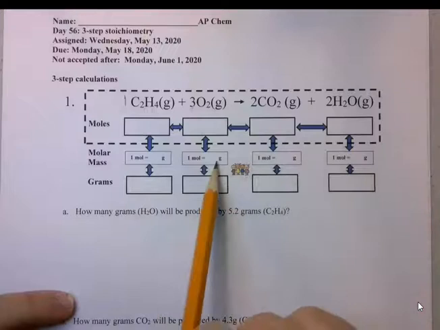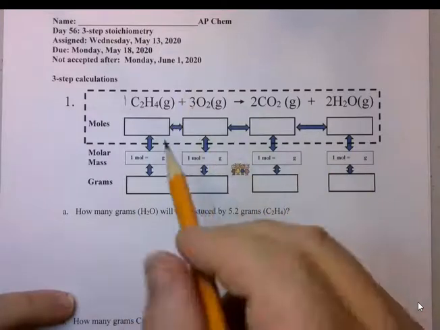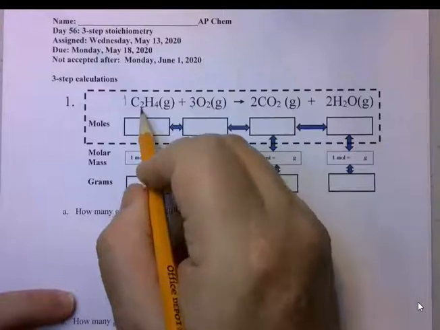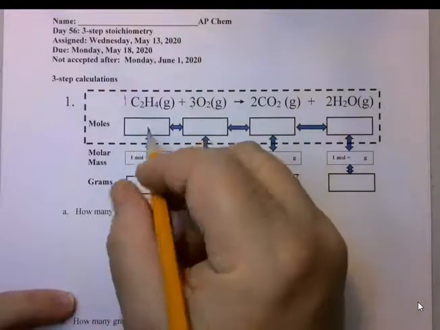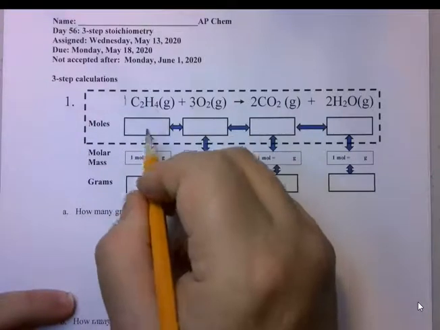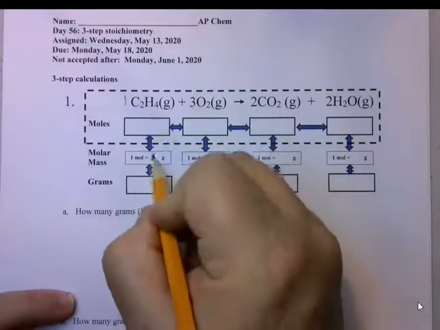So first thing I need to do is fill in my molar mass conversions, and we did those yesterday. So 2 carbon is 2 times 12. If you look at the periodic table, and that's 24, plus 4 more hydrogen, that's 4 times 1 for hydrogen. Again, that's off the periodic table. So that's a total of 28 grams.